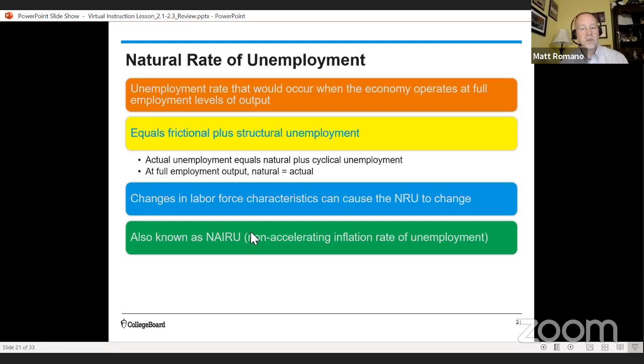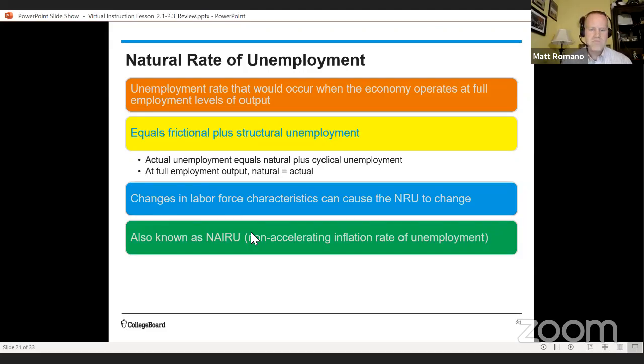It's equal to frictional plus structural unemployment. So when there's zero cyclical unemployment, we're at the natural rate. The actual is equal to the natural rate of unemployment. Changes in labor force characteristics cause the natural rate to change. It does change. Some people are under the impression it never does. It does change. Of course, again, we talked about that when we talked about shifting the long run Phillips curve. So making those connections is very important.